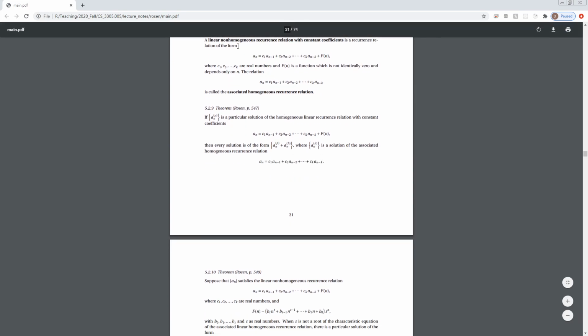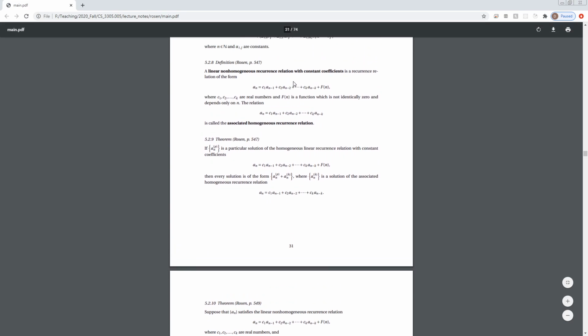Okay, and then next time we'll pick up with linear non-homogeneous recurrence relations with constant coefficients. So this is the non-homogeneous, so it's not all the same.